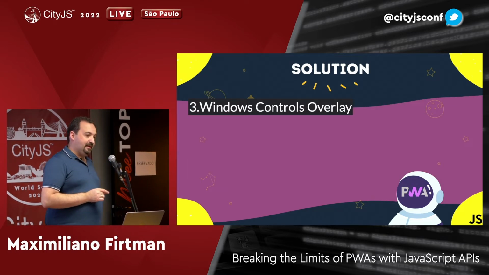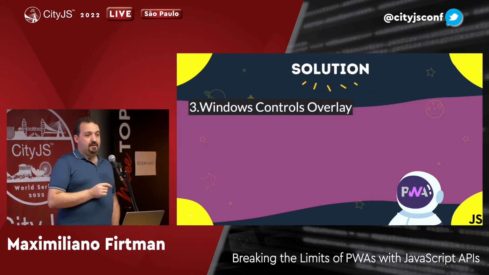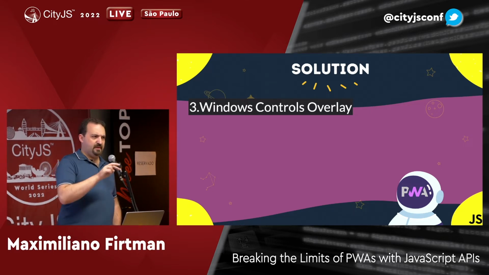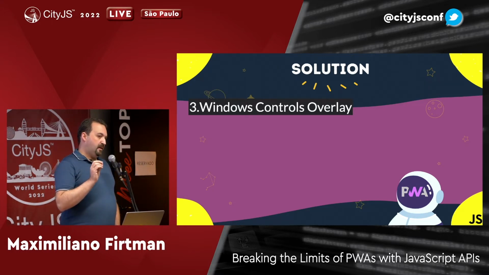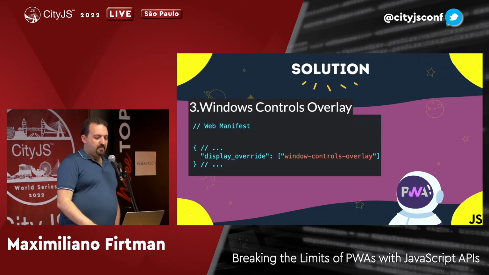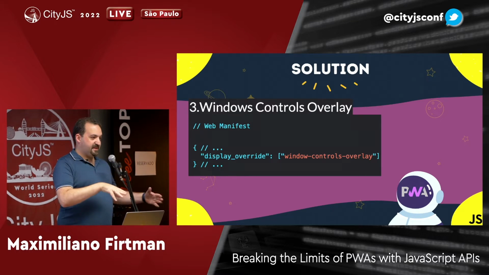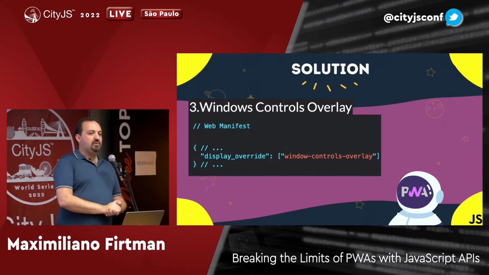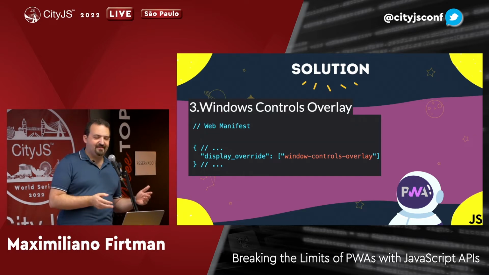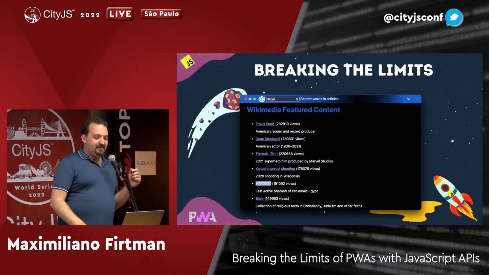Another new API that is coming to stable next month, I think, in Chromium, in Chrome 102, so it's probably within the next 1 or 2 months, is Window Controls Overlay. With this, you will be able to add something in the manifest, the same JSON file that we mentioned before, saying that you want to use Window Controls Overlay. This is desktop only, so it's going to be ignored on Android or on iOS.